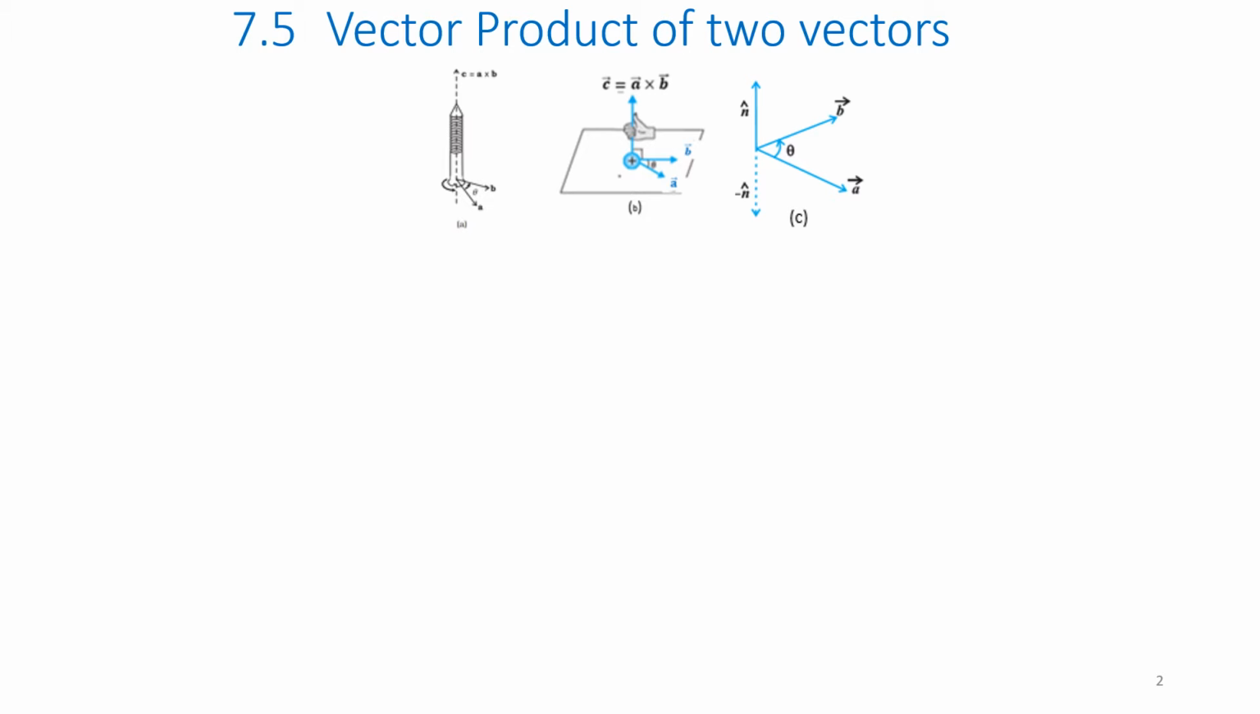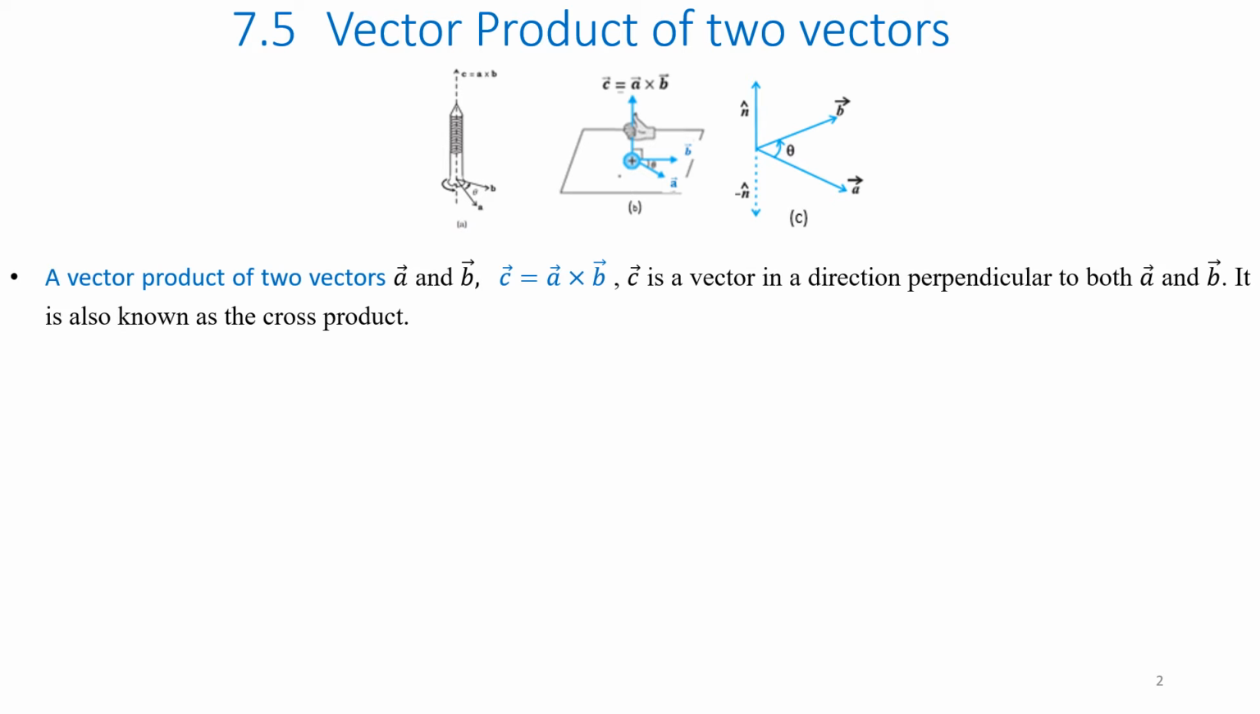Vector product of two vectors. A vector product of two vectors A and B equal to C is written as C is equal to A cross B. Please note cross. C is equal to A cross B, where C is a vector in a direction perpendicular to A and B, and this product is also known as cross product because of the cross sign.